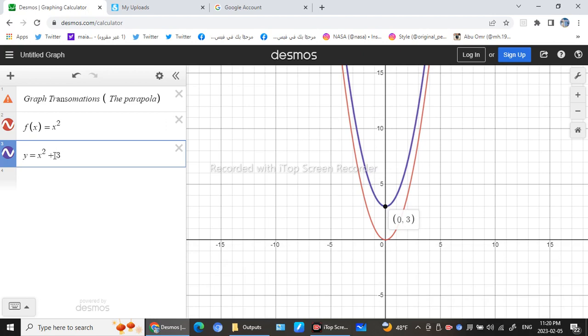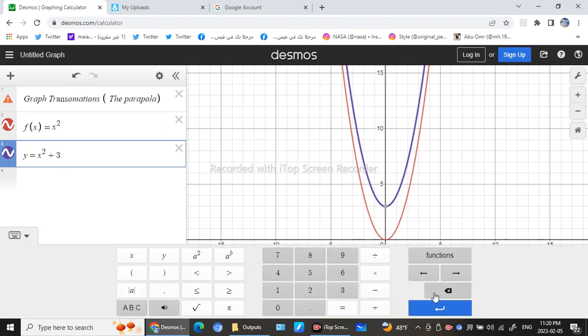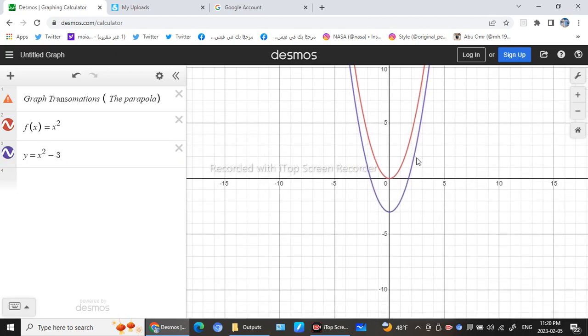But if I subtract the constant, if I put -3, the curve is shifted or displaced 3 units in the negative y direction, the negative y-axis.